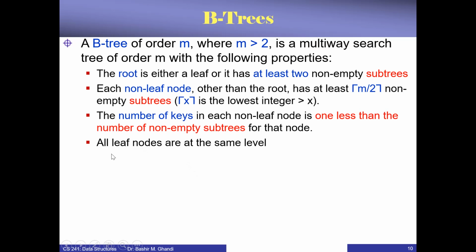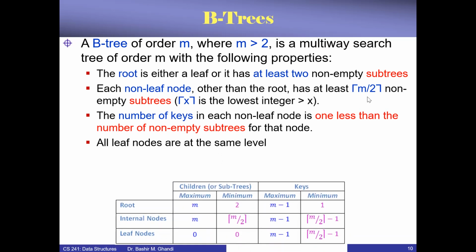And the last condition is that in a B tree, all leaves must be at the same level. All leaves must be at the same level. So basically, these are the restrictions that we're going to impose on our B tree so that it remains balanced, unlike a normal, ordinary multi-way tree.